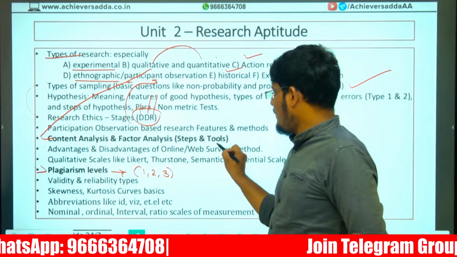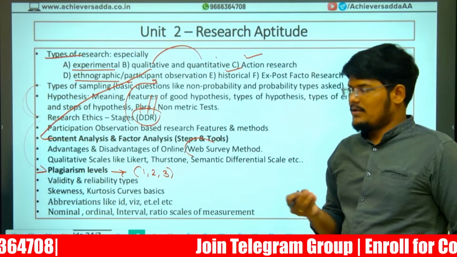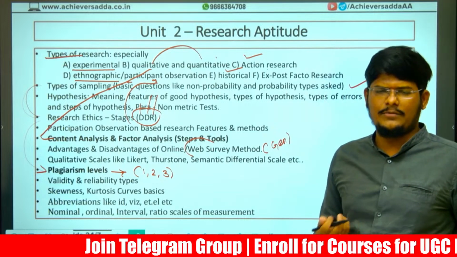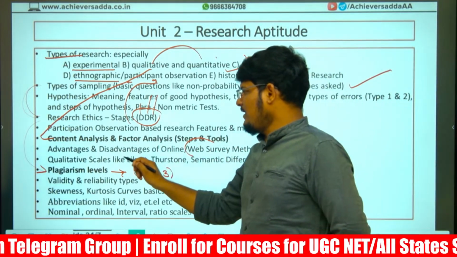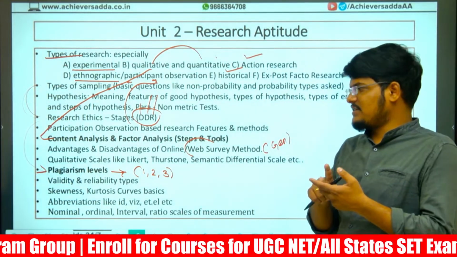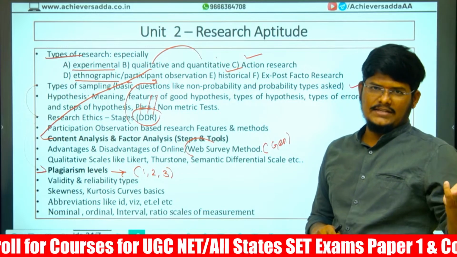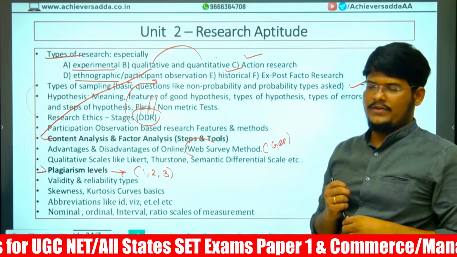Next, web survey or online survey, advantages, disadvantages. This is a general topic. It is not something to go into any type of learning. By looking at a question, you can understand. Qualitative scales like Likert scale, Thurstone scale, semantic differential scales, and arbitrary scales, match the following. Left side scales, right side their features.